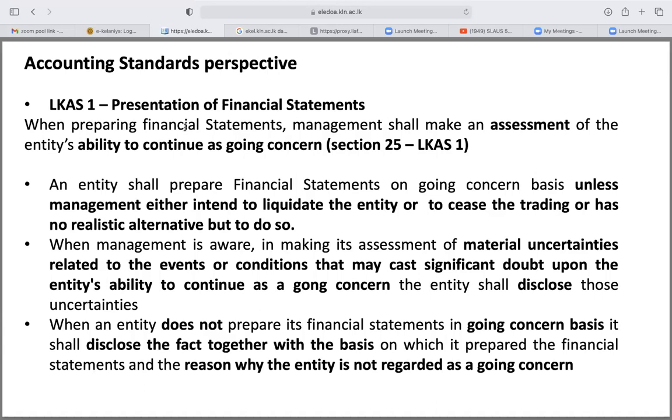So according to LKAS 1, if you are preparing a financial statement, management shall make an assessment of the entity's ability to continue as a going concern, right? හැම වෙලේම අපි financial statement prepare කරද්දී management එක විදියට assessment එකක් කරන්න ඕනේ company එකට going concern එකක් තියෙනවද නැද්ද කියලා, right? If the paragraph in section 25 of this LKAS 1 had been identified properly, the Sri Lankan government would not be in this situation, right?